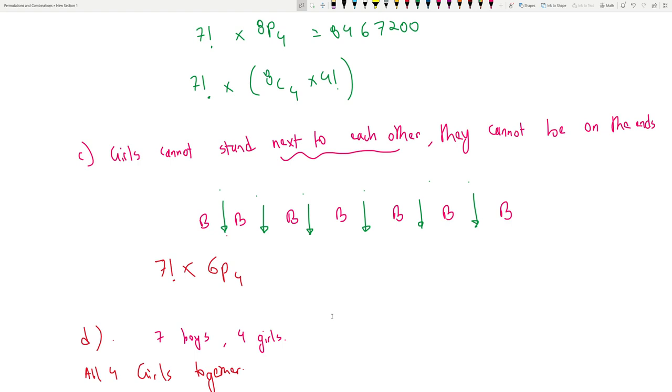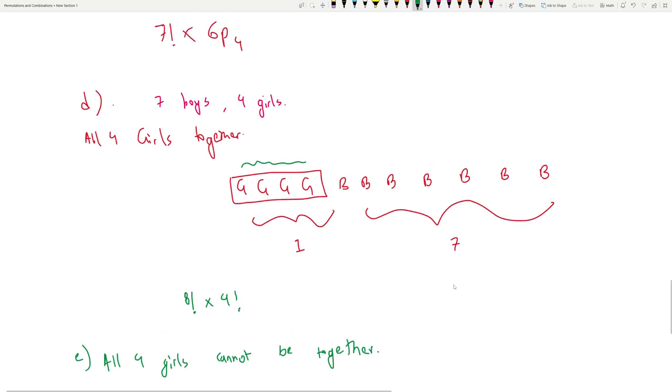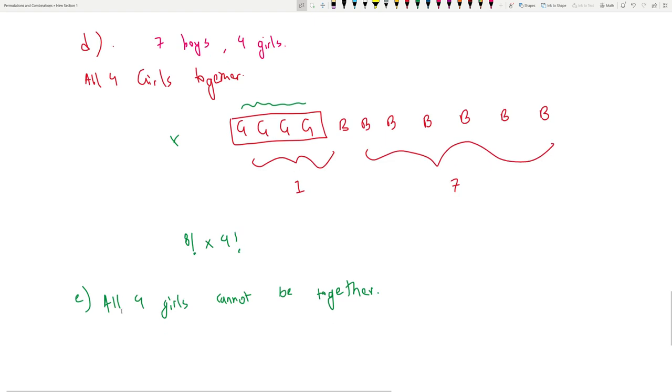Like, two girls can be next to each other, three girls can be next to each other, four girls can be next to each other. That's what the girls can't stand next to each other means. But here, when they say all four girls cannot be together, what does that mean? Only this scenario is excluded. But two girls can stand next to each other, or three girls can stand next to each other, but not all four. That's what this means actually. So watch out for this. So this is a bit different.